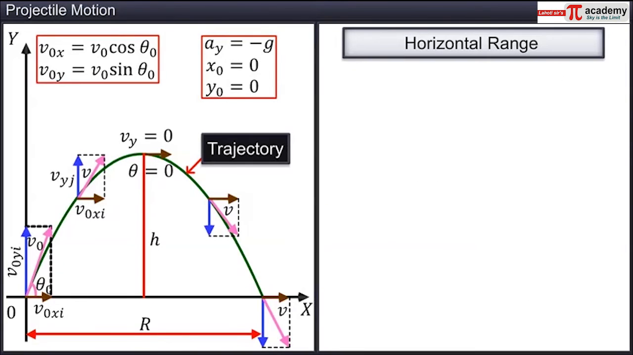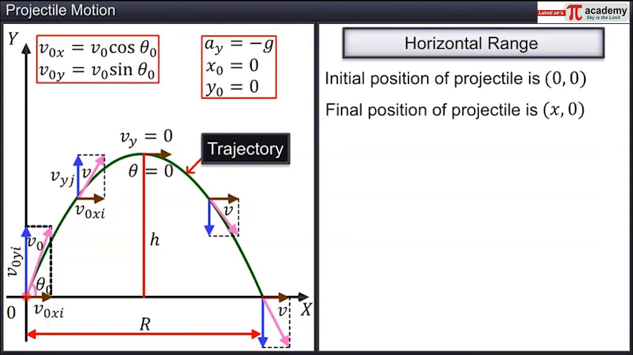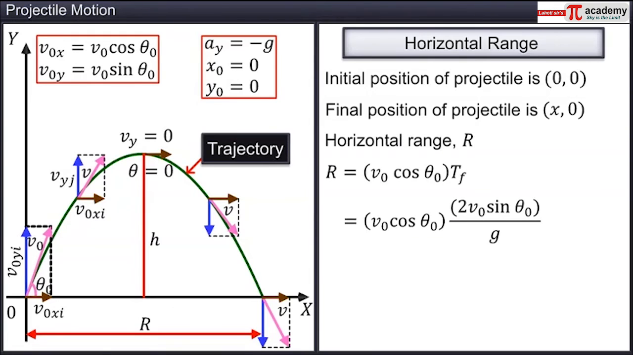What is the horizontal range of the projectile? Here, the initial position of the projectile is 0, 0. The final position of the projectile is x, 0. x is known as the horizontal range R of the projectile. This is the horizontal distance travelled by the projectile during its time of flight, Tf. On substitution and simplification, we get R is equal to v0 square into sin 2θ divided by g. Let this be equation 9.